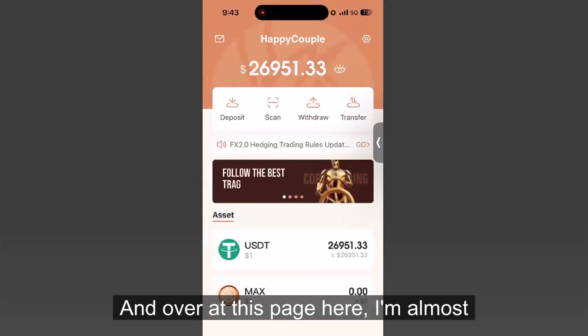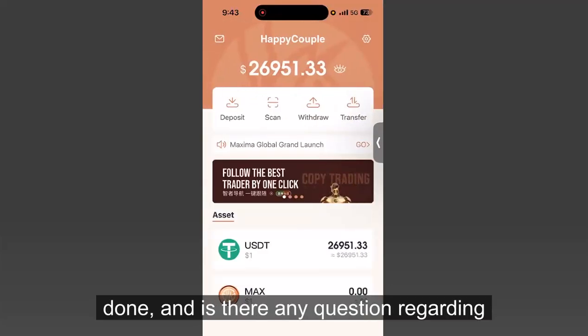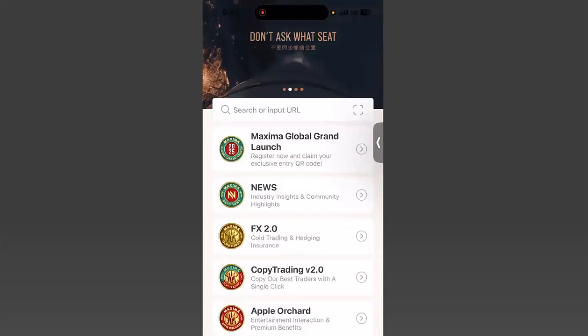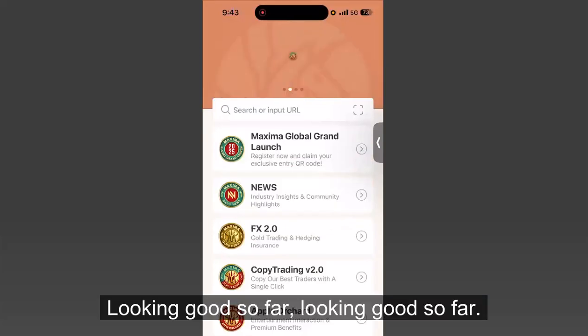And over at this page here, I'm almost done. Is there any question regarding this page? If not, I'll move on to the next page. Looking good so far.